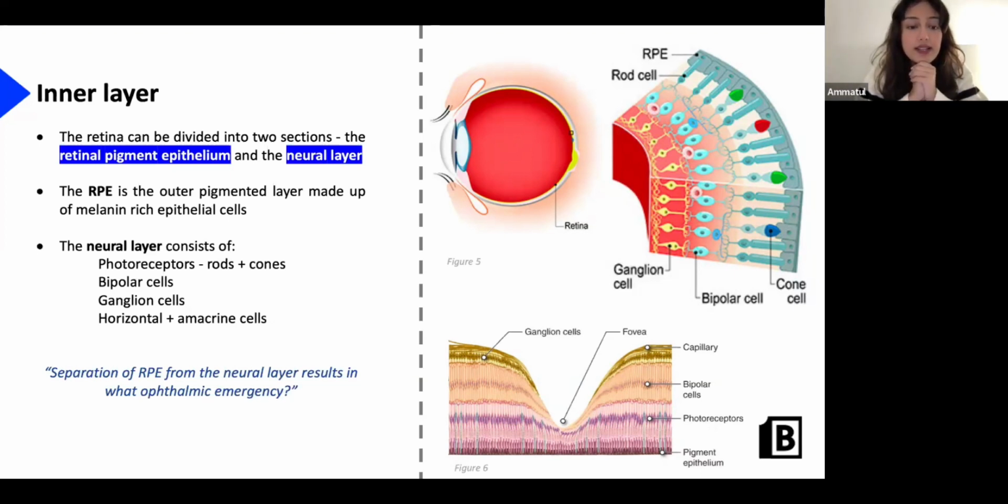One clinically significant question you might want to think about is: separation of the retinal pigment epithelium from the neural layer results in what medical emergency? If I told you that this entire area is filled with vitreous humor, and then the retinal epithelial layer is being separated from the neural layer, what's going to happen? That vitreous humor is going to leak in between those layers, and it's going to cause vision loss. So the condition it results in is retinal detachment.